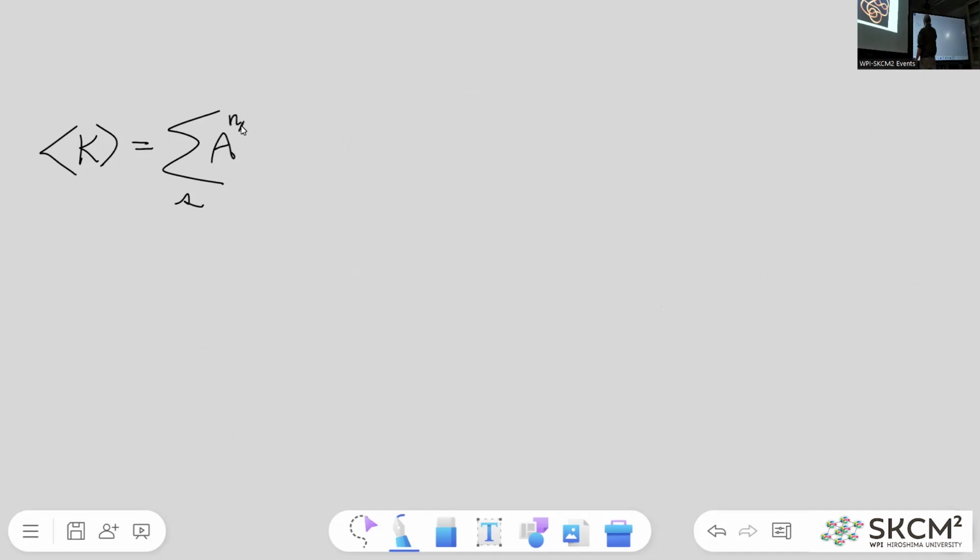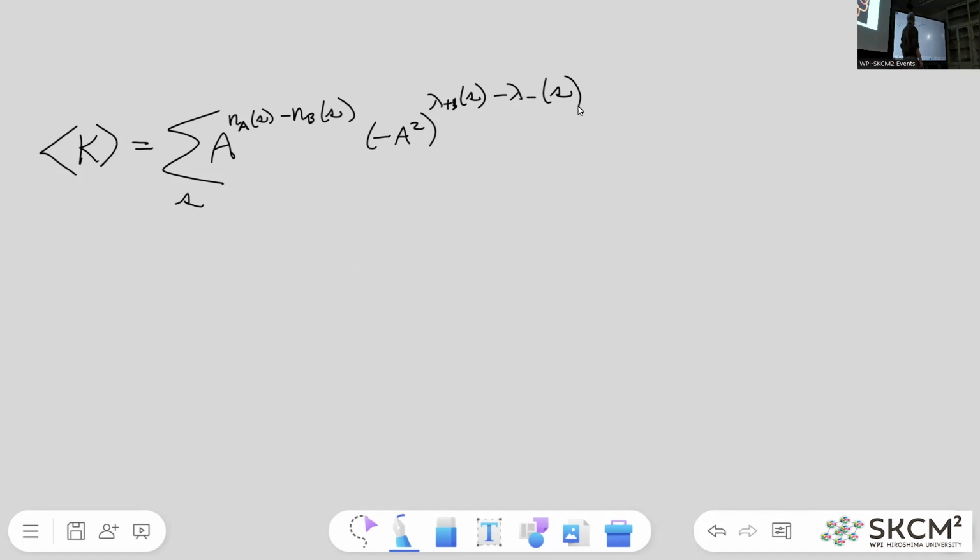So we have that bracket K is equal to the sum over the enhanced states of A to the number of A of S minus number of B of S times alpha, minus A squared, to lambda plus of S minus lambda minus of S. Where lambda plus of S is the number of plus signs in the state, and lambda minus is the number of minus signs in the state.